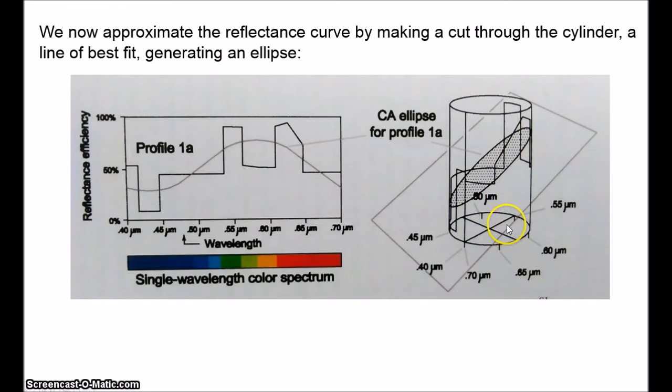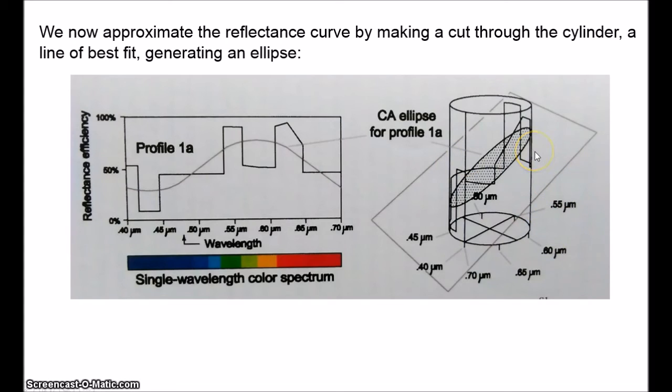Third, the rotational position. So where on the cylinder is the ellipse's highest point? It's kind of difficult to see on this picture, but I think the highest point of this ellipse is somewhere between 550 nanometers and 600 nanometers, or 55 and 60 in Churchland's units.